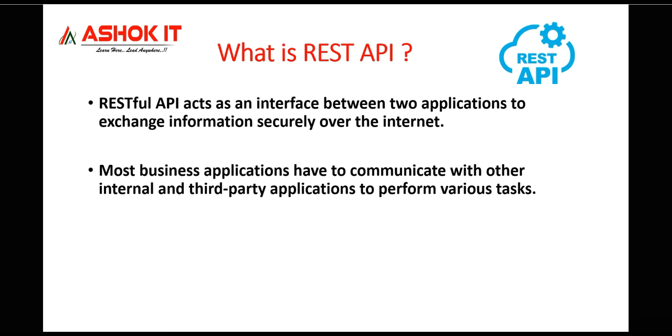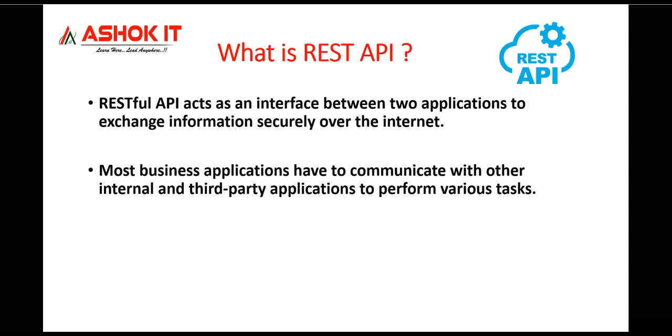Currently in the market, a lot of business applications communicate with third-party applications or internal applications to perform several tasks. Let's take an example. A software company wants to credit the salary to all the employees at the month end. This software company will send the employees' data to the bank application so that the bank will perform all the transactions, the salary credits. So one application will communicate with another application to perform the operations.